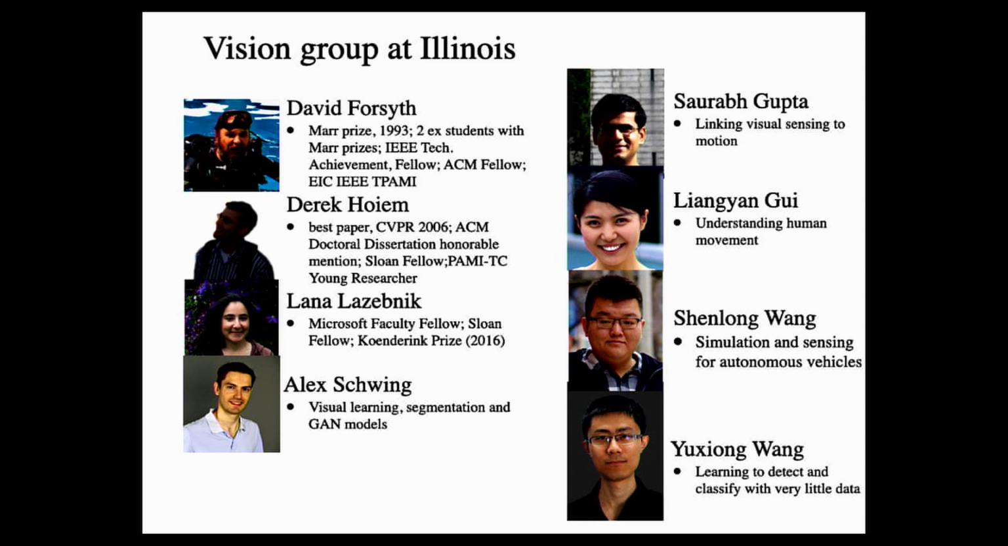My colleague Derek Hoiem has a really neat startup and a bunch of best paper awards. My colleague Svetlana Lazebnik has a whole bunch of prizes. My colleague Alex Schwing does as well, and he does a bunch of stuff on learning and segmentation. And then my more junior colleagues are focused very much on movement. Saurabh Gupta on visual sensing, Liangyan Gui on human movement, Shenlong Wang directly on autonomous vehicles, and Yuxiong Wang on detecting and classification with very little data. So it's a very broad group.